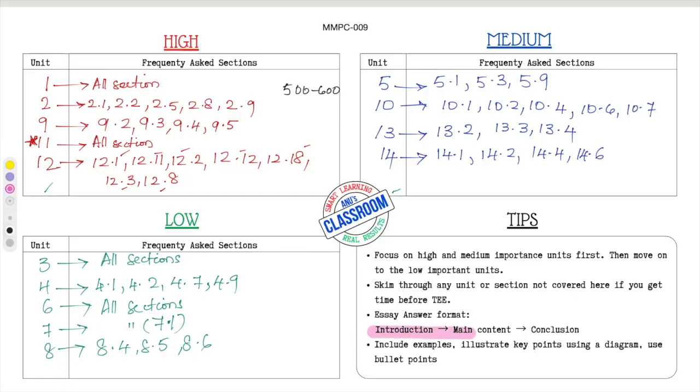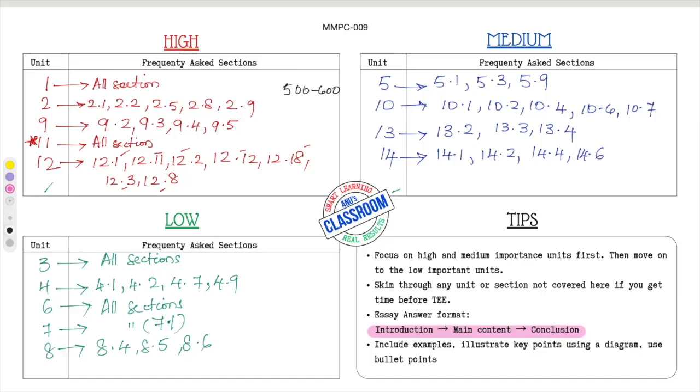When you're writing answers for these essay questions, make sure that you start with an introduction, followed by the main content, and then end with a conclusion. I always suggest this kind of section by section answering. That will help you get more marks because it will make the life of invigilators a little bit easier.